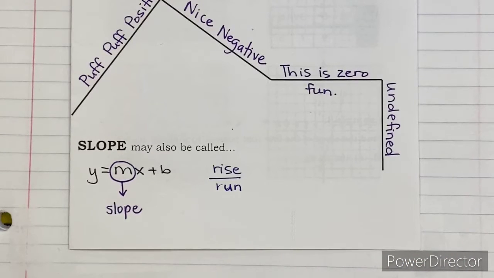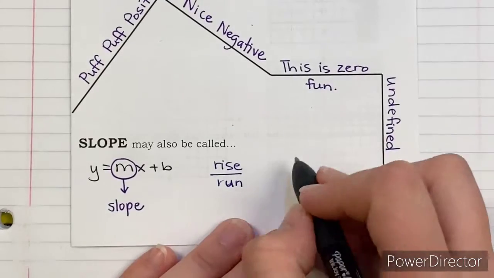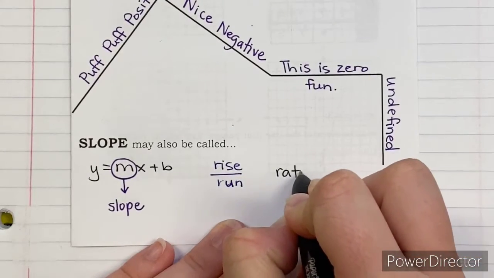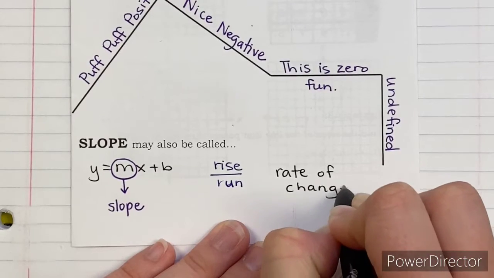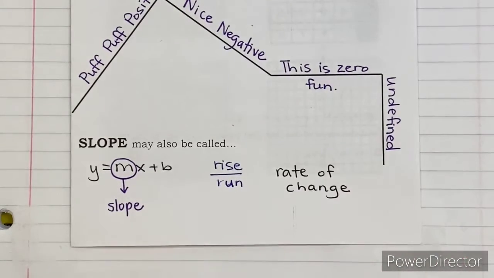We have rate of change. We see this one a lot. So anytime you see rate of change, that's talking about the slope of the line.